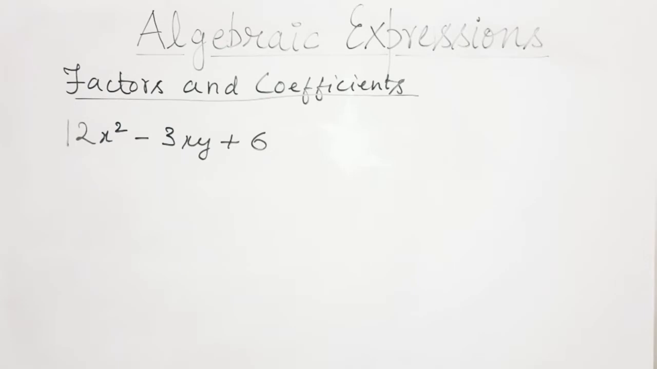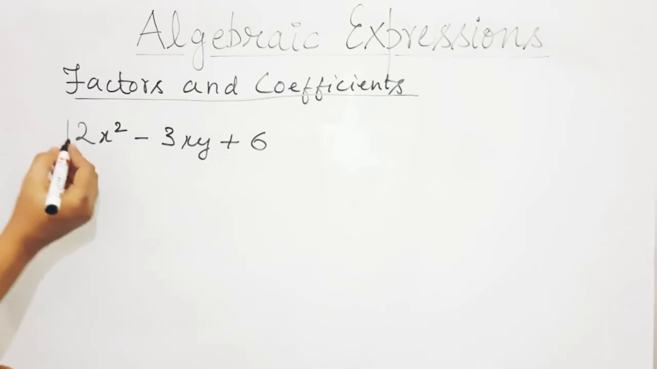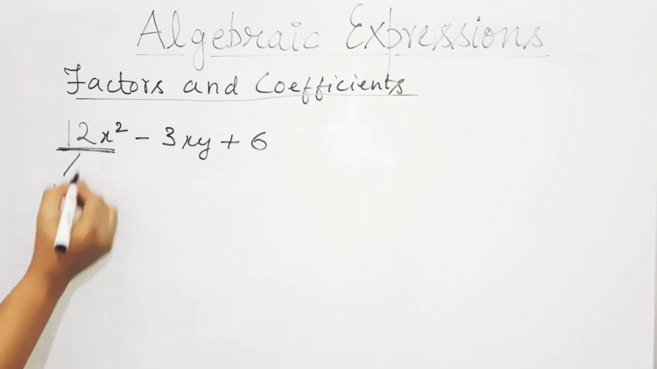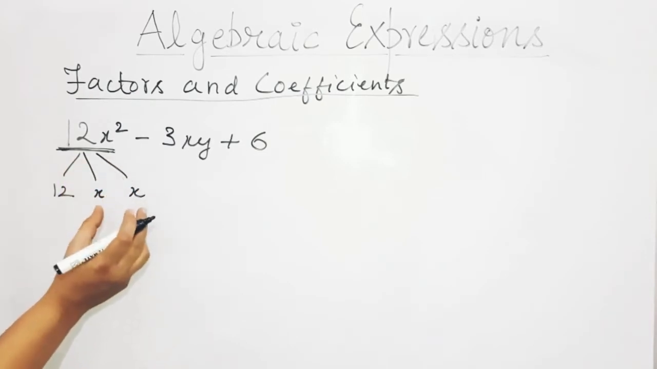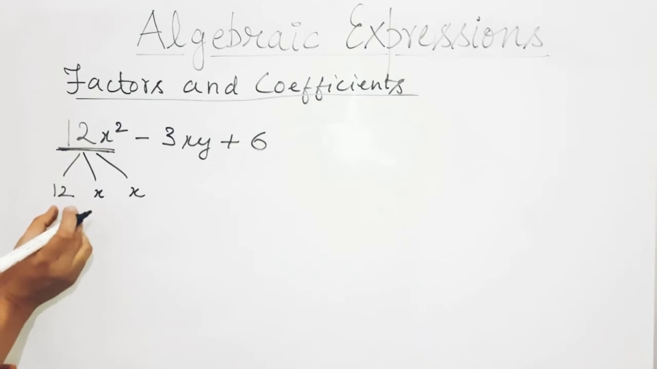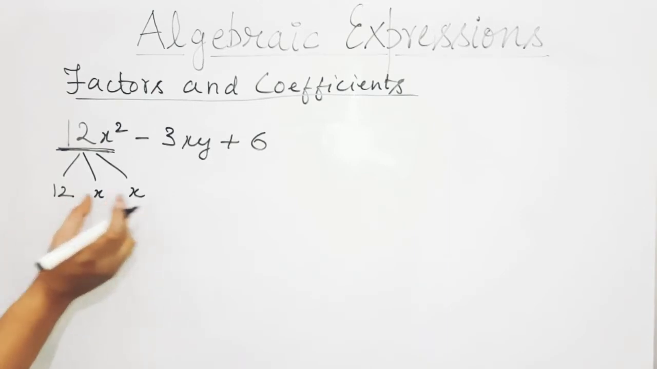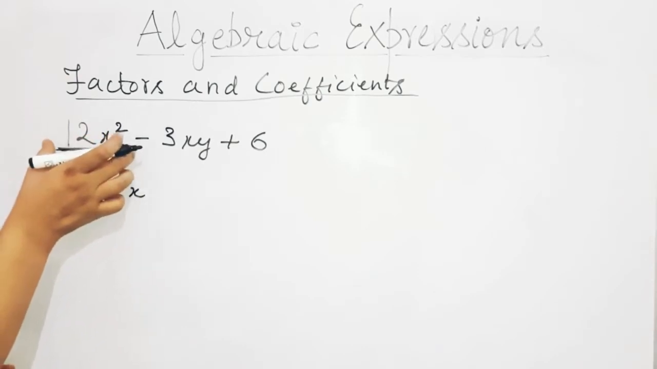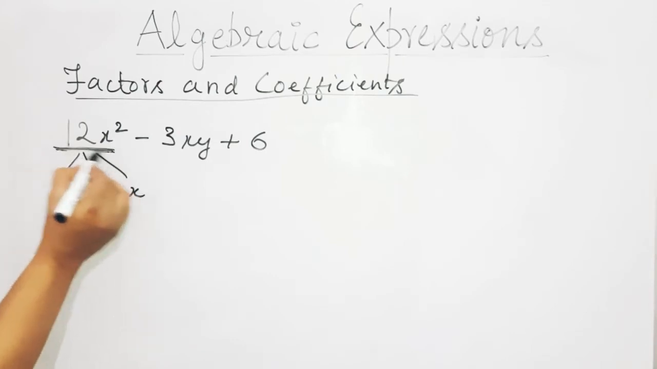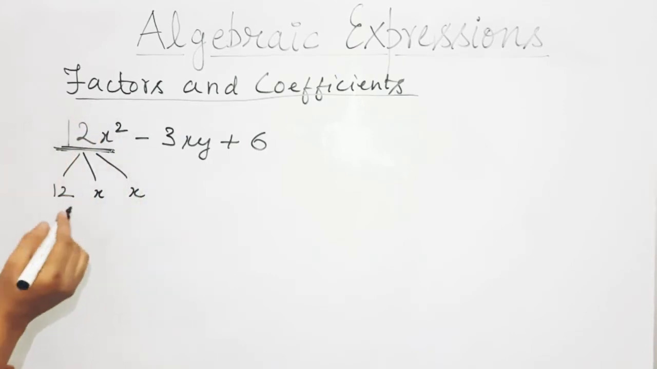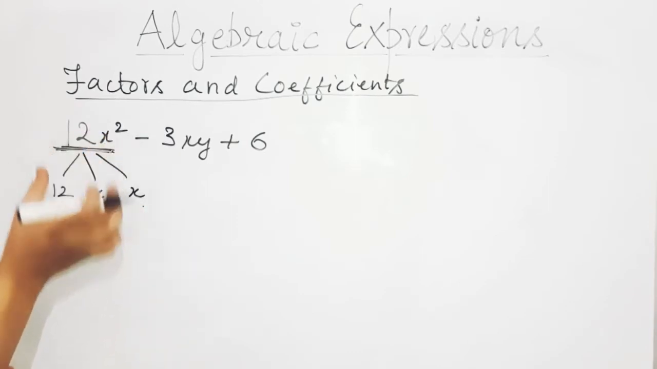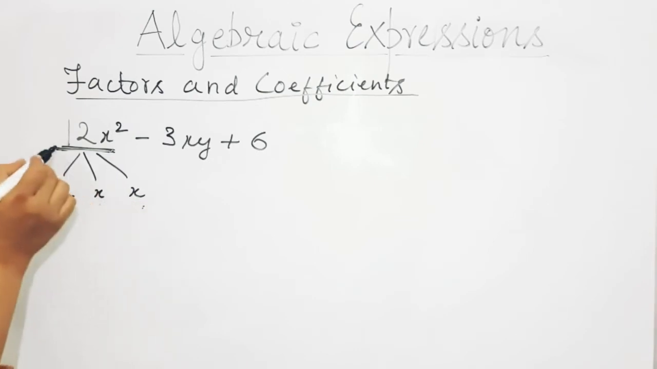Now each term of an algebraic expression consists of a product of constant and variables. In this term, 12 is a constant, x and x both are variables. So by multiplying one constant and 2 variables, we have obtained one term. This term is called the first part of the algebraic expression, and 12, x and x, by which we have obtained this product, this term, these 3 are the factors of this term.